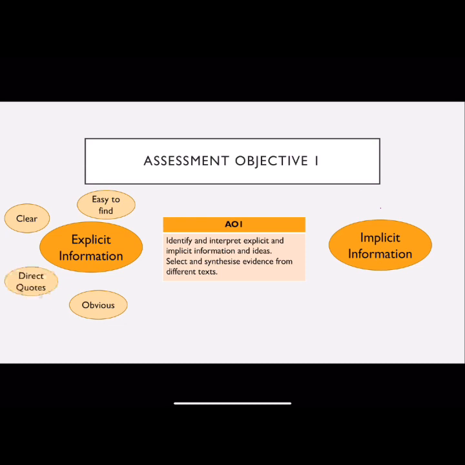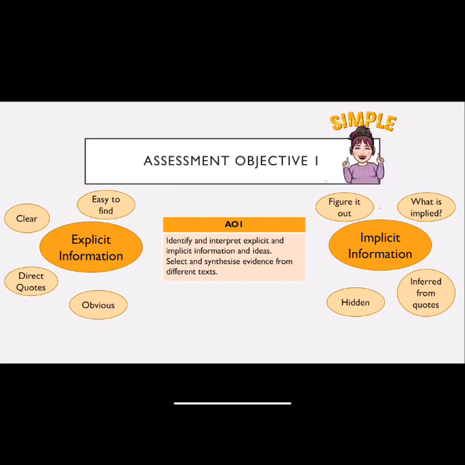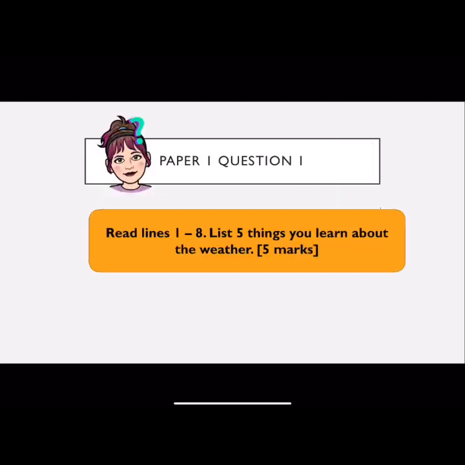Now, implicit information is a little bit harder. It will be hidden away in the text, and you have to figure out what is being implied. What can you infer from the quotes? It sounds complicated, but Assessment Objective 1 is actually really simple. Read the text, find information, write it down. No analysis needed.